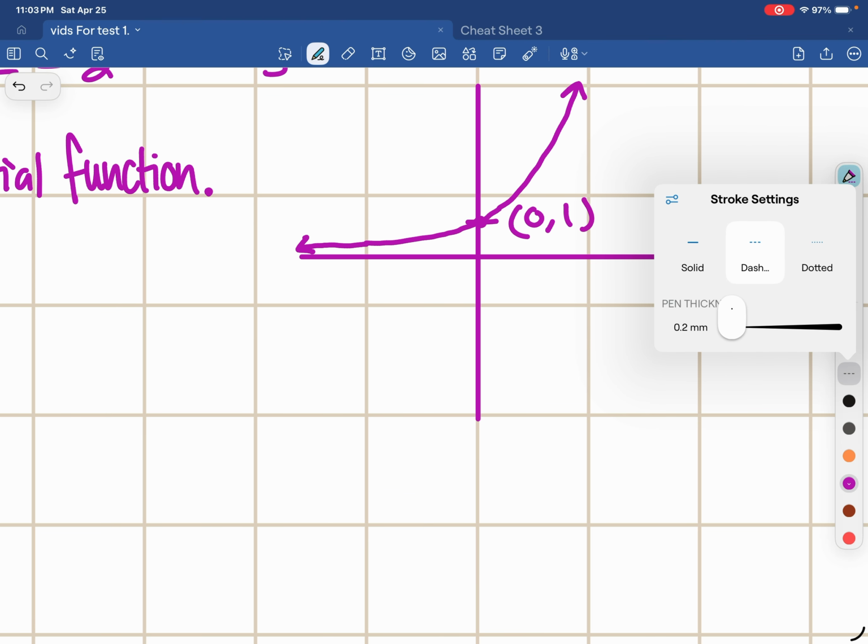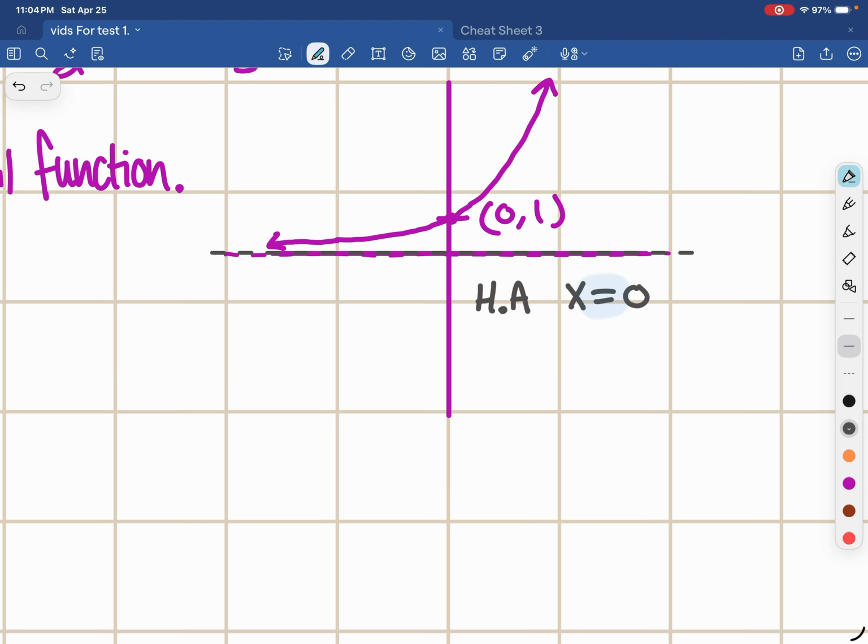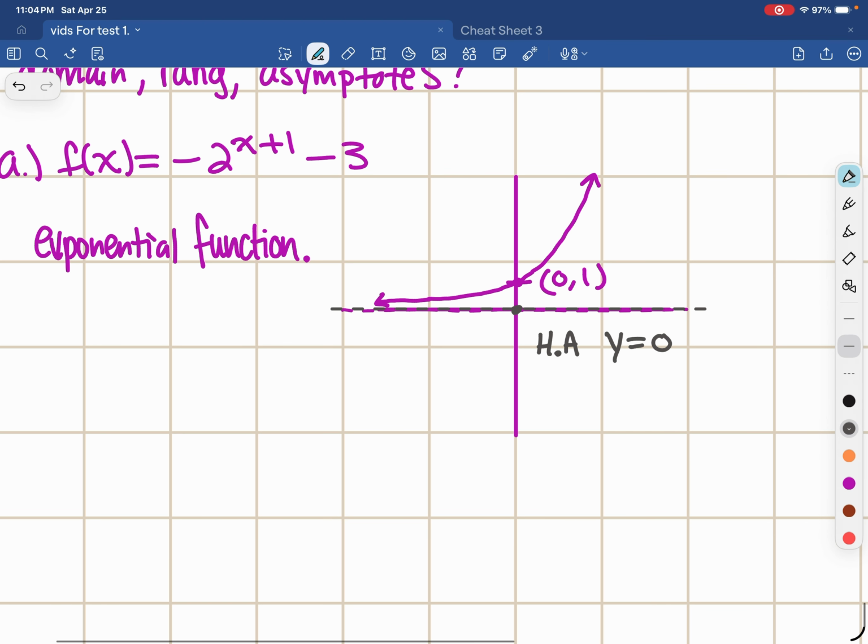So let's change this to a dash, make it really small. We'll change color so you can see a little bit better too. Awesome. So there's a horizontal asymptote at x is equal to 0. And it should be y equal to 0. Remember, because we're at the y value here, and this y value is always going to stay 0. Our x values will change, but our y value will never change here. So HA at y equal to 0 here.